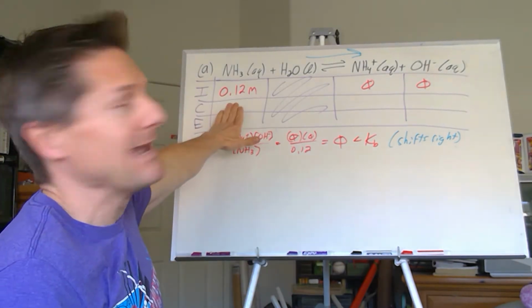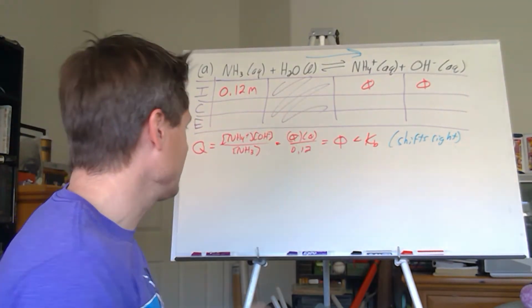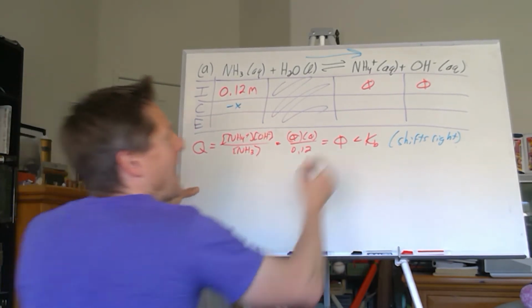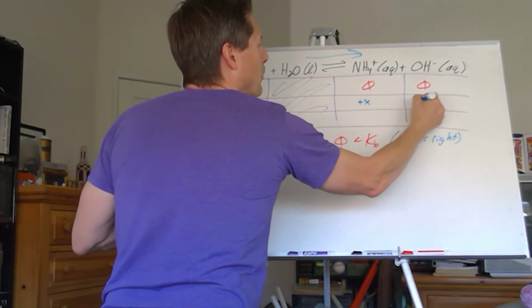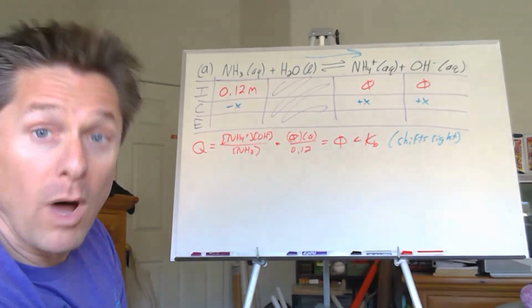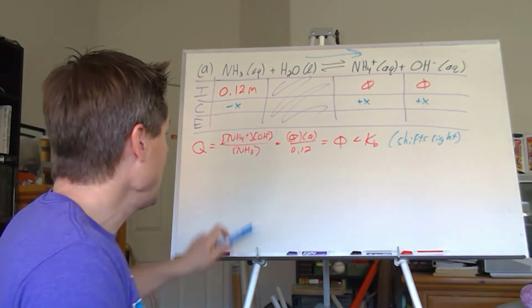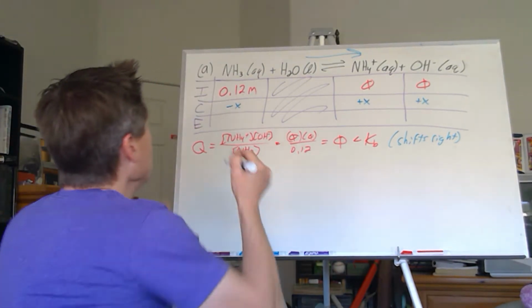Right, so I'm going to have a negative for my reactants and positive for my products. So let's go minus X for the reactant, plus X for the products. All have coefficients of 1, right? If that had a coefficient of 2, I would have put 2X there. That's it.